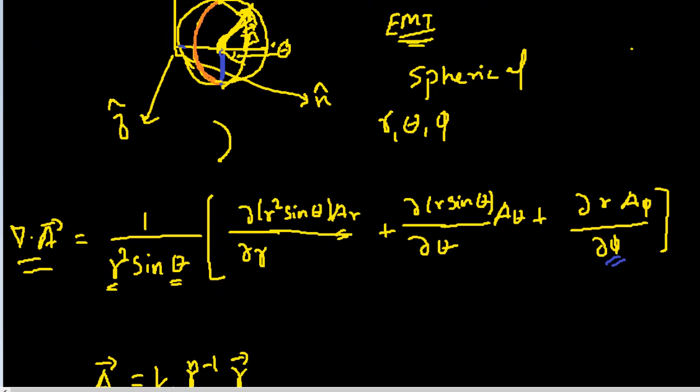From EMT we get the spherical divergence equation as below: 1 by r square del by del r of r square A_r, where A_r is the radial component of the vector, plus 1 by r sine theta del by del theta of sine theta A_theta, which is the theta component, plus 1 by r sine theta del A_phi by del phi, where A_phi is the phi component of the vector.